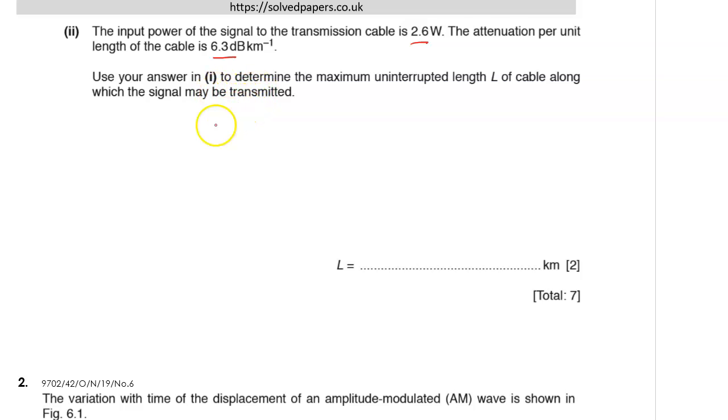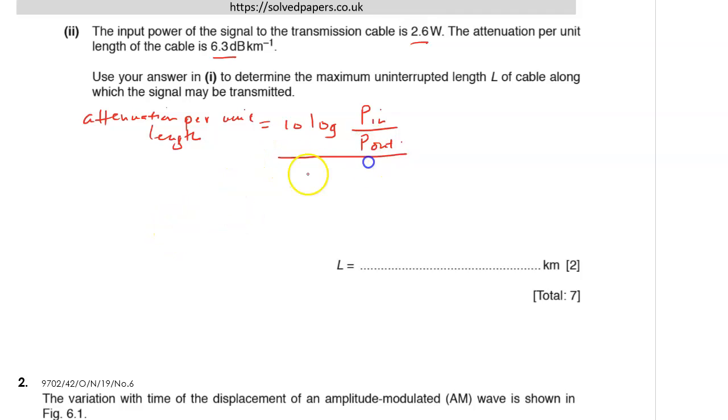Of course, before the booster is put in place. So of course we know that attenuation per unit length is equal to 10 log10 of power in over power out, and all of this divided by length.